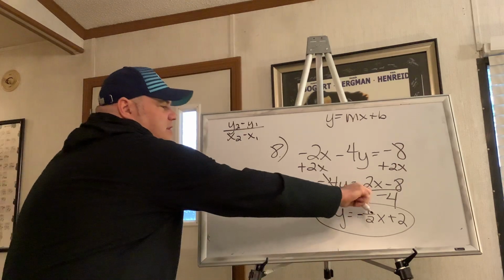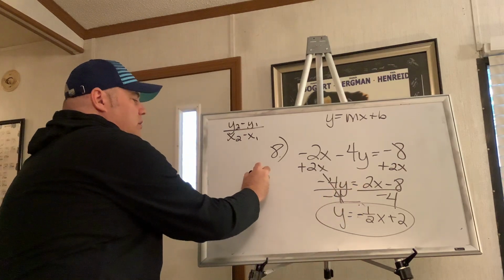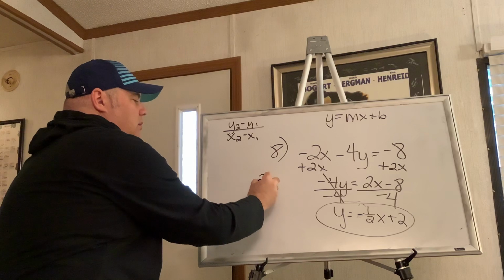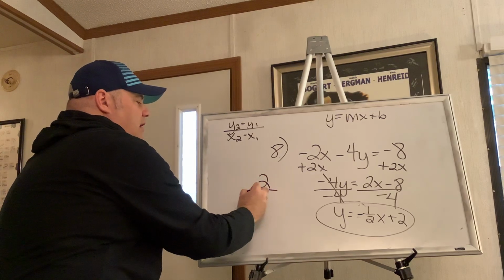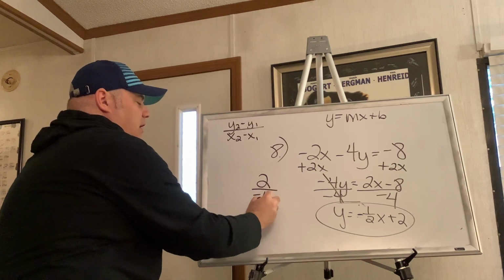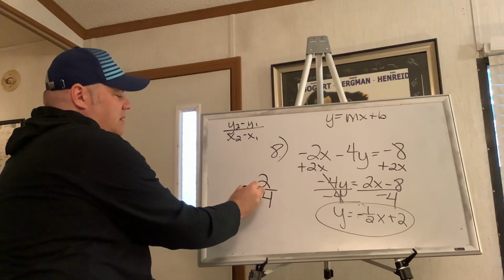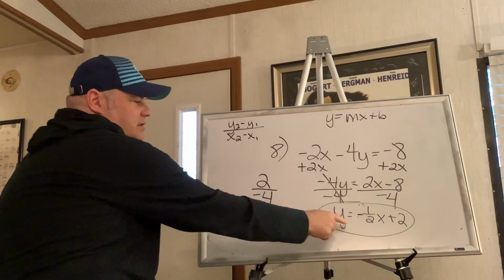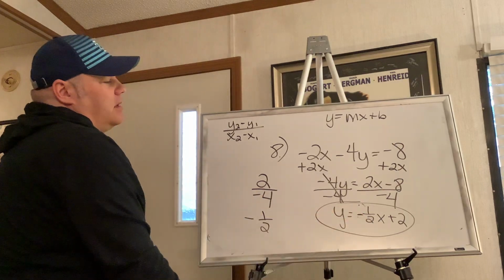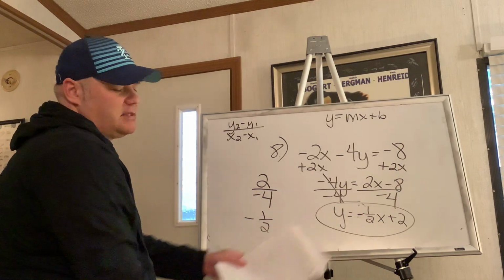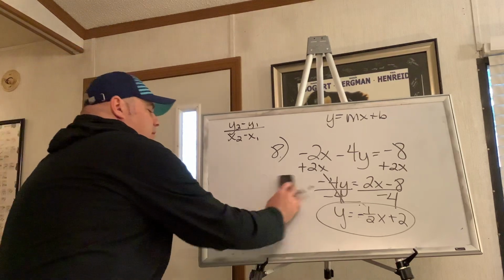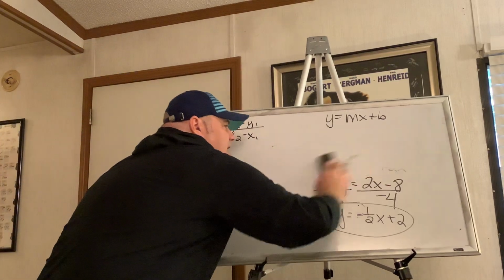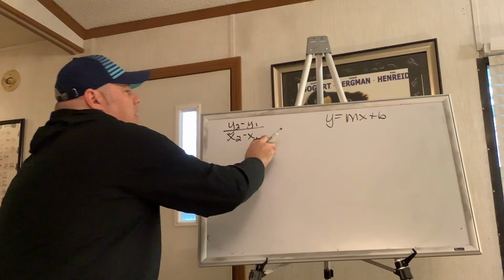And just to show you that in slow-mo, 2 over negative 4, the whole thing's negative, and then 2/4 reduces to 1/2. That's where I got that, okay? All right, so that's that last one. Now, those are the kind of problems that will be on this test. You're going to do some slope. You're going to do that.